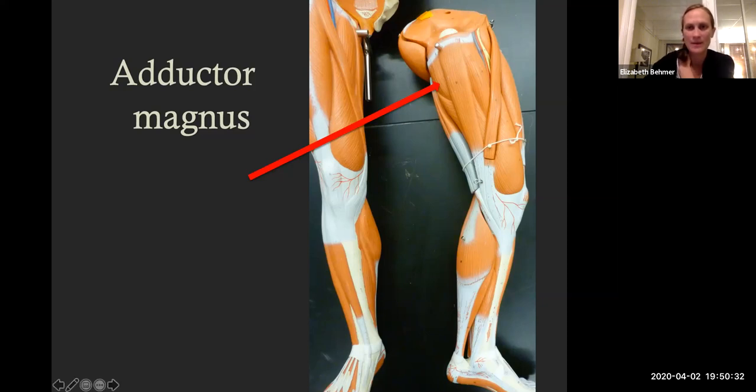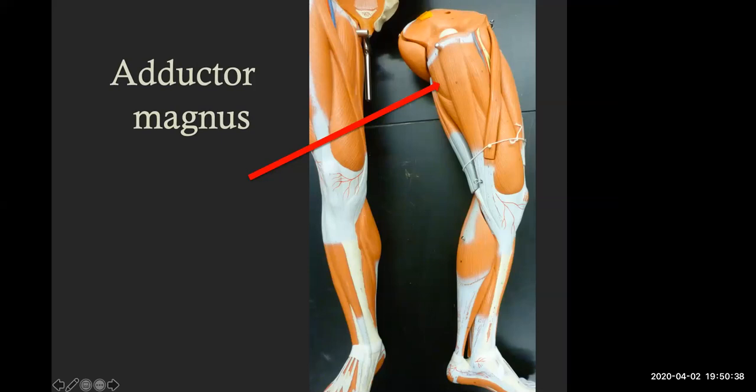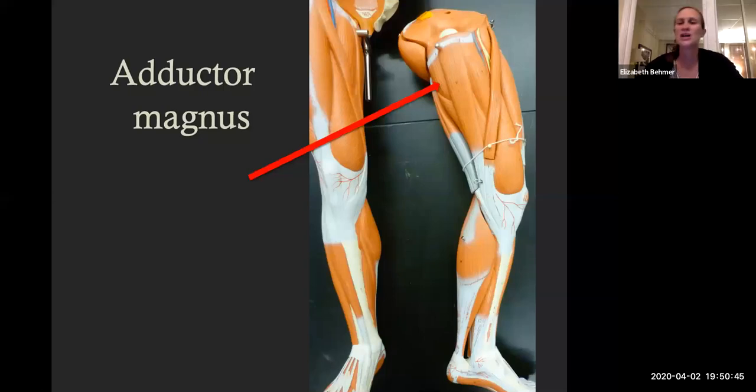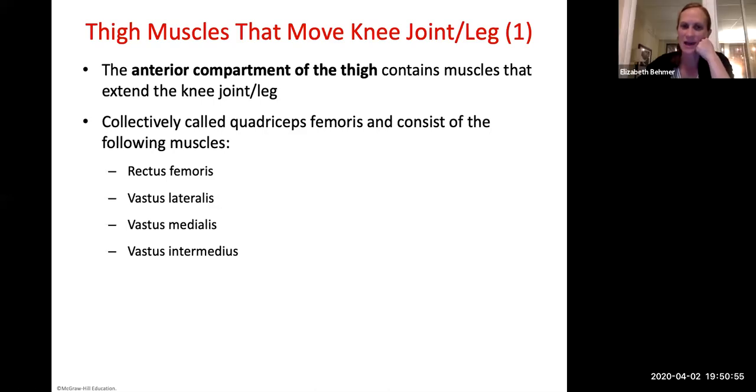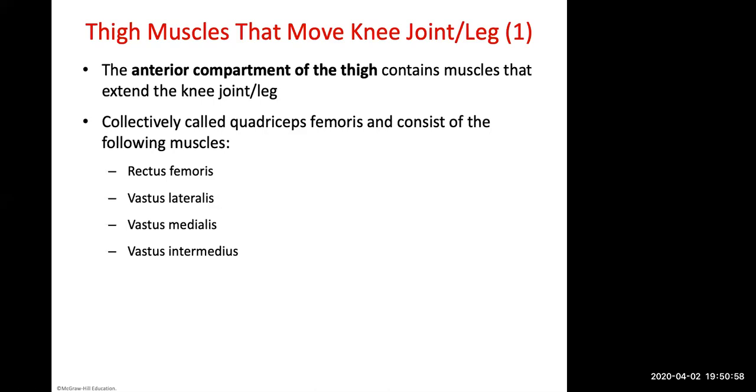Okay, questions? Do we have to know where the adductor brevis is? No, no. And the pectineus, we don't have to know that one either? Just to know that those adduct the thigh. That's it? They adduct the thigh, yes. Okay.